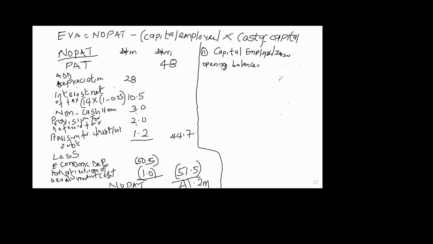When we say capital employed, it is the capital contributed by the shareholders plus funds contributed by the debt holders. My shareholders' funds are 400 million, long-term and medium-term debt 100 million. If I add these two together, I get 500 million. It was closing for 2019, it becomes opening for 2020. I will pick my 500 million.